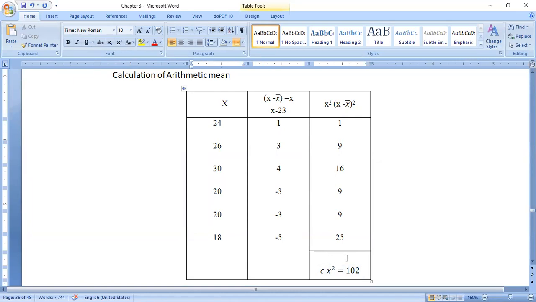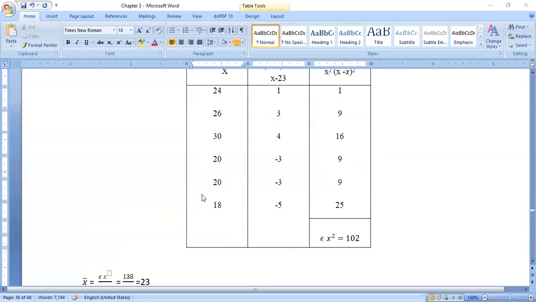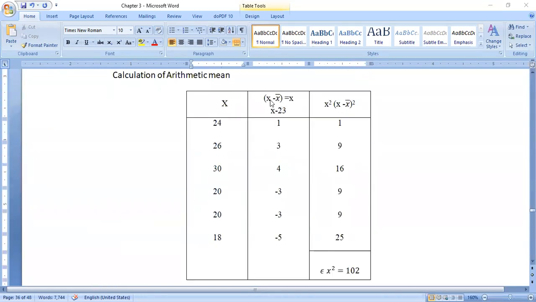Why are we finding sigma x square? You observe the S formula. What is the S formula here? S is equal to under root of sigma x square by n minus 1. Sigma x square is this value. Then immediately we need to find the x bar value. X minus x bar, then only you will get these values.